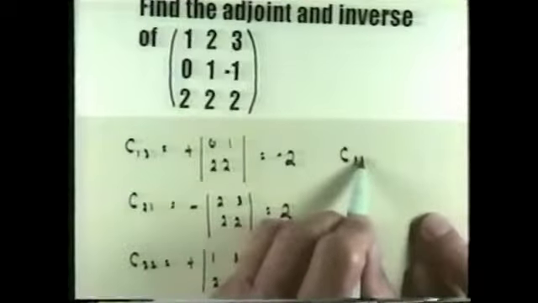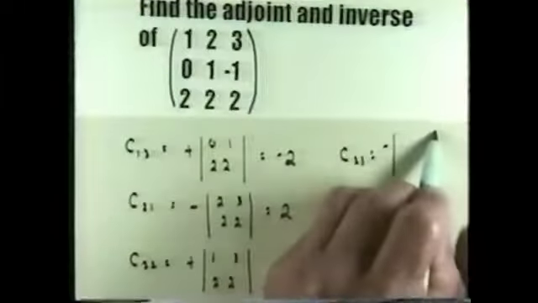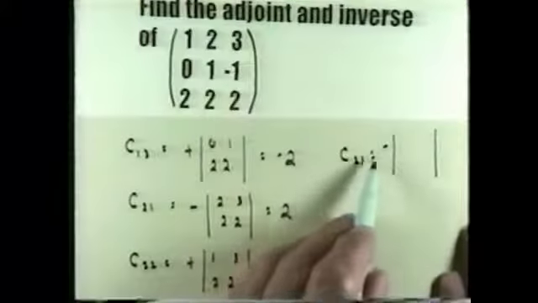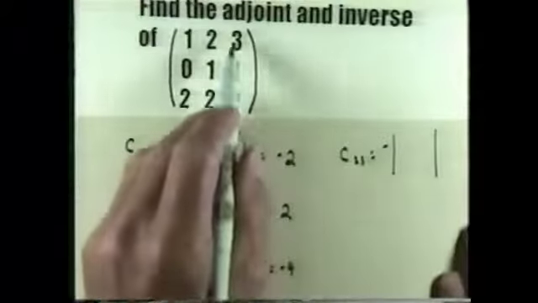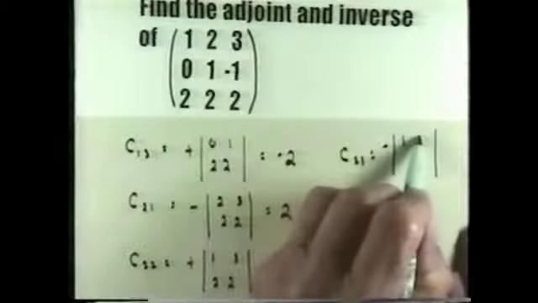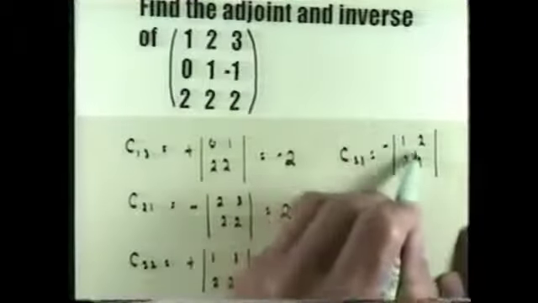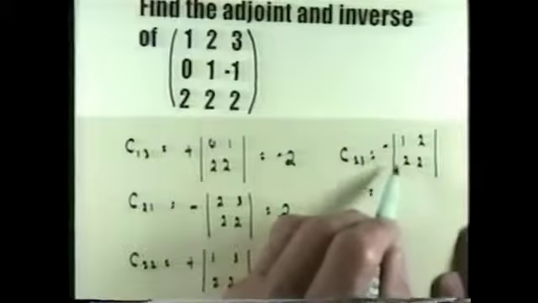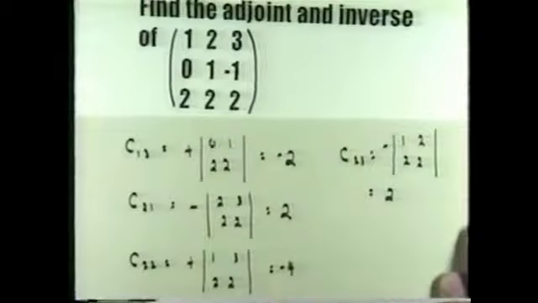C of 2, 3. The sign is going to be negative because 2 plus 3 is 5. Negative 1 to the fifth is negative 1. And I take out row 2, column 3. I have 1, 2, 2, 2. Two minus 4 is negative 2, but the opposite of negative 2 is 2.